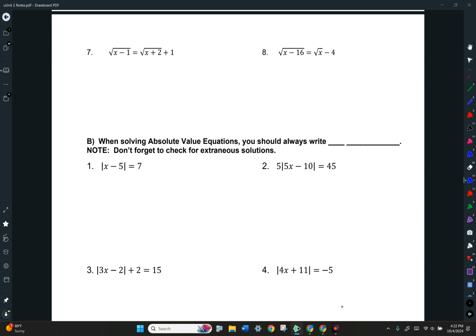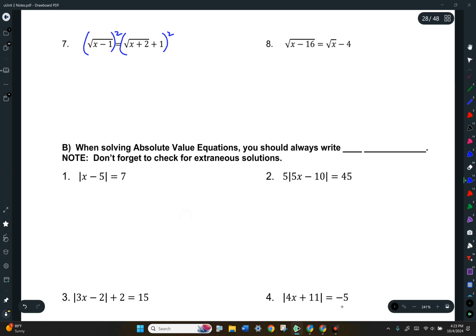Do you see that the square root on the left is by itself? So I'm going to go ahead and square both sides. On the left, I'm just going to have the x minus 1. On the right, in order to square this parenthesis, I've got to square it out, right? I've got to use my special product. So I'm going to square the first. When I square the square root, I just have x plus 2. And then double the product.